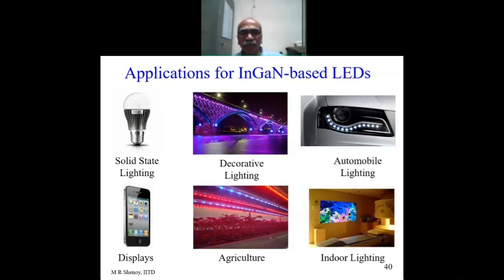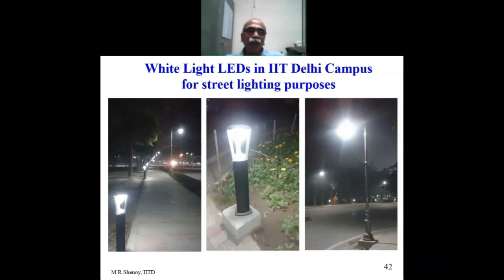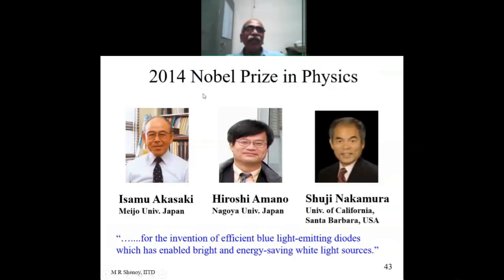So you can see the various applications. All these diagrams are easily available in internet sources, and you can see them: automobile lighting, swimming pool lighting. And I wanted to show, this is the IIT Delhi campus. All the street lights now we have are using white light LEDs. The campus is lit by white light LEDs. We don't have any more mercury lamps and sodium lamps which consume a lot of power. And the 2014 Nobel Prize in Physics was given to these gentlemen for the invention of, the citation reads, for the invention of efficient blue light emitting diodes, which has enabled bright and energy saving white light sources.